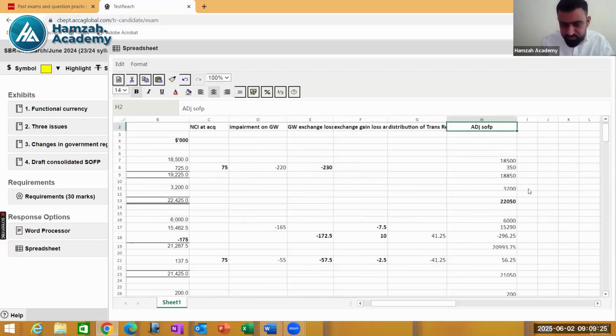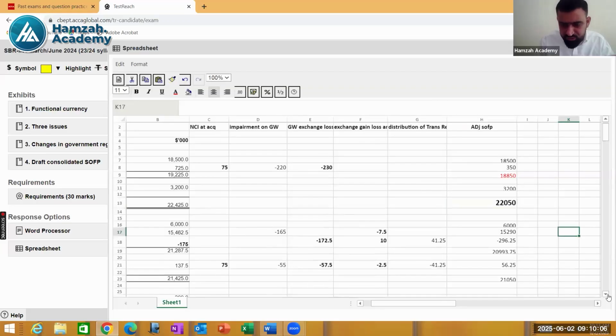financial position. There is no change in property, plant and equipment. It is 18,500. The value of goodwill has been changed to 350. Then you have the total assets here, which is a combination of 18,500 and 350. In red color, I have highlighted the total assets. Then there is no change in our current assets. And here you have the total assets, which is 22,050. 22,050 is the value of total.